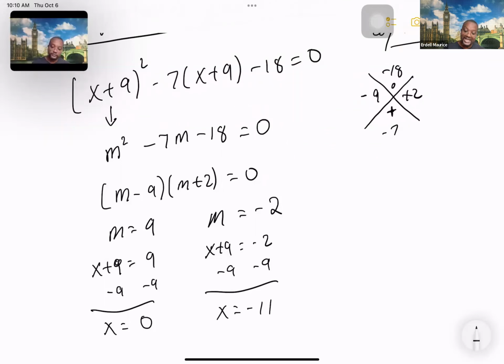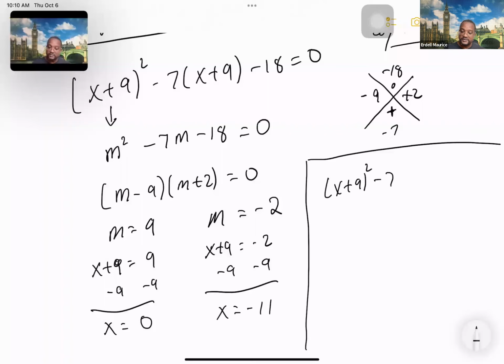Now, I have seen some students do this before, which is not wrong. It's just much harder. Minus 7 times x plus 9 minus 18. If they try to follow that, right? X plus 9 squared.